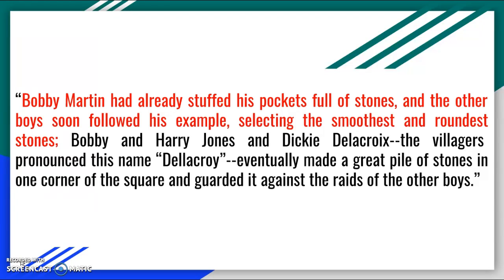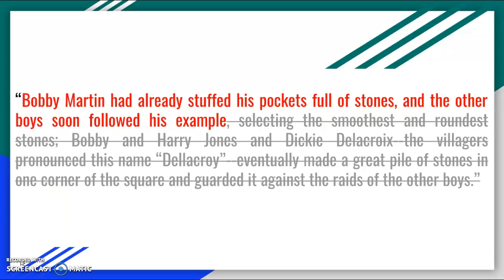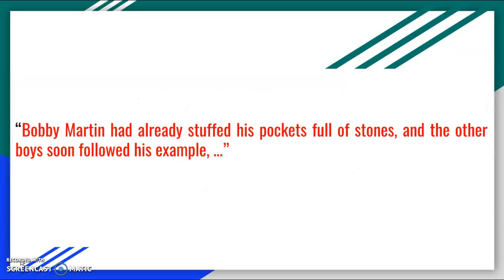So what I used was just that first stem. Bobby Martin had already stuffed his pockets full of stones, and the other boys soon followed his example. I didn't even use that last part, selecting the smoothest and roundest stones. I cut all that out. Right? So you get rid of all that. That's just cutting out the fat. I needed that first part, and that's all I used. So I used an ellipsis to chop it down.